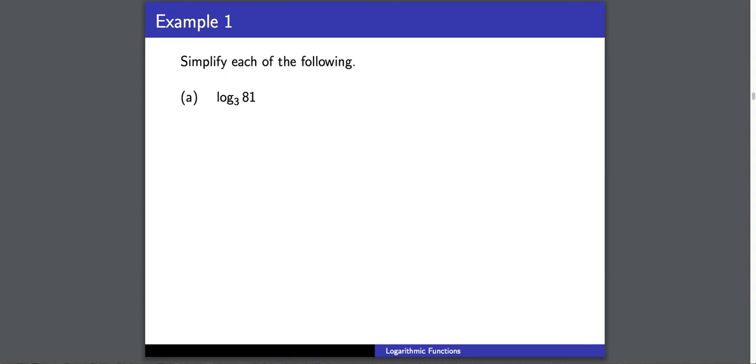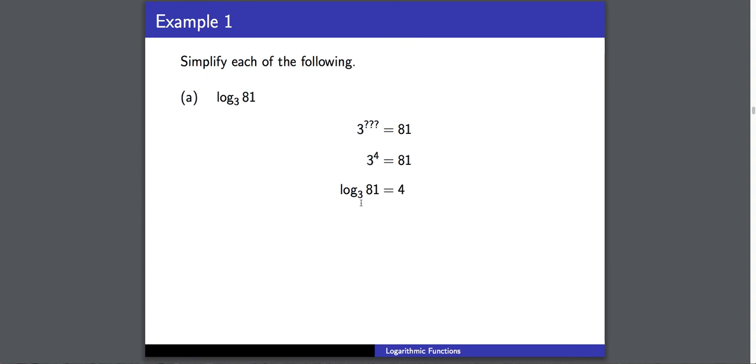Now, when you're evaluating something like log base 3 of 81, what you're really trying to ask is what power do I have to raise this base of 3 to in order to get this value here, the 81. So anytime you're evaluating a logarithmic expression, what power do we have to raise the base to in order to get what we're taking the logarithm of? So 3 to what power gives us 81? Well, 3 to the fourth power will give us 81. So log base 3 of 81 is 4.